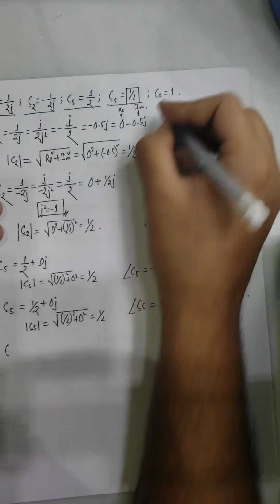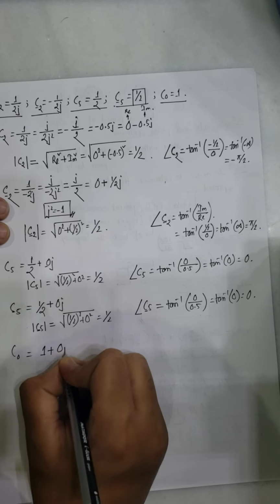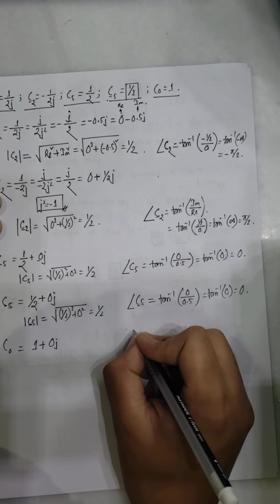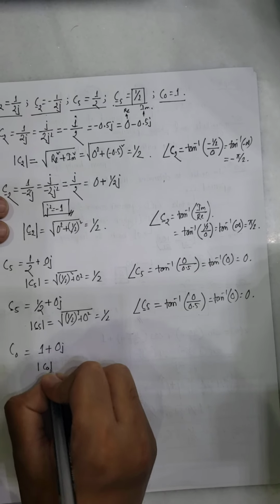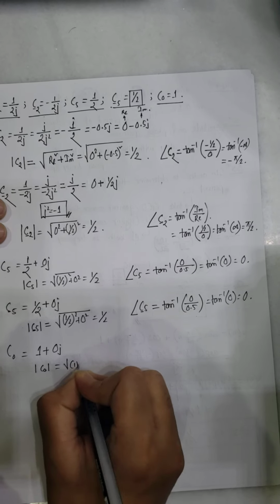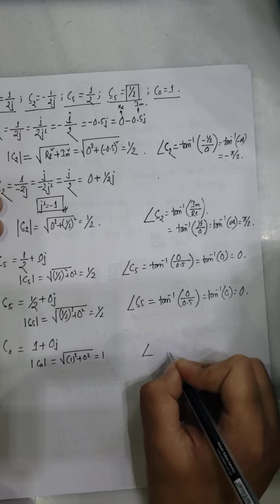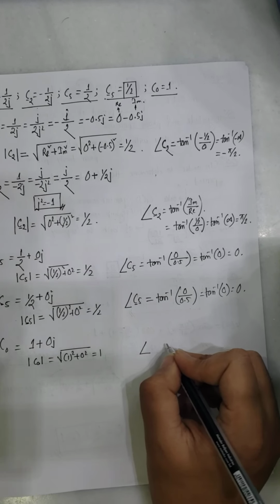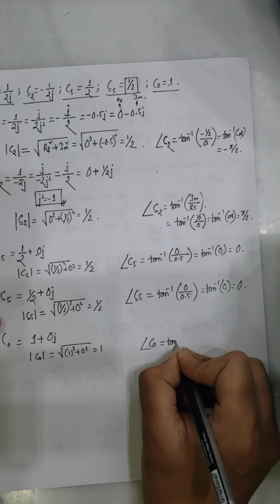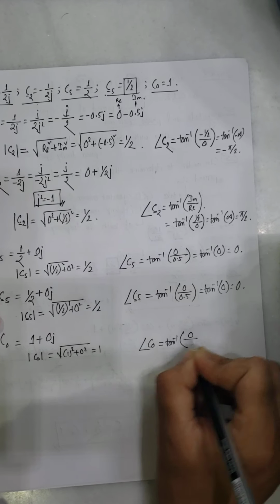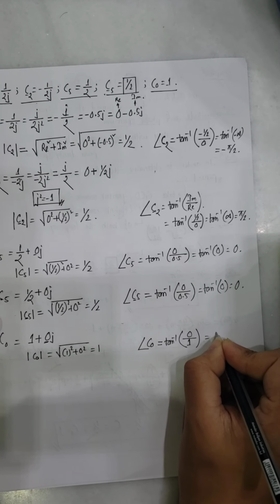Now the last term, which is C of 0 equal to 1, can be written similarly as 1 plus 0j. So as you have seen, the magnitude of C of 0 will become 1 squared plus 0 squared, equal to 1, and the angle for the phase spectrum of C of 0 becomes tan inverse of the imaginary part, which is 0, over the real part 1, which is 0.